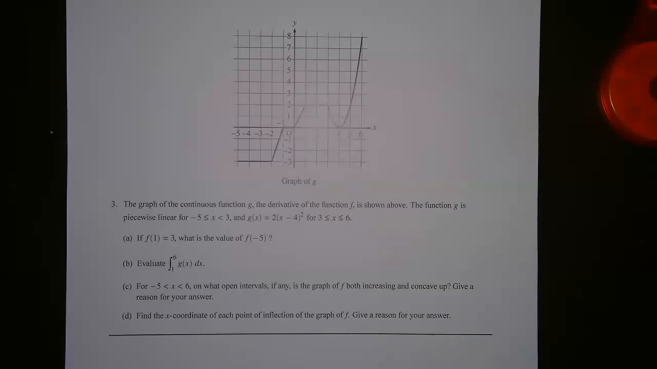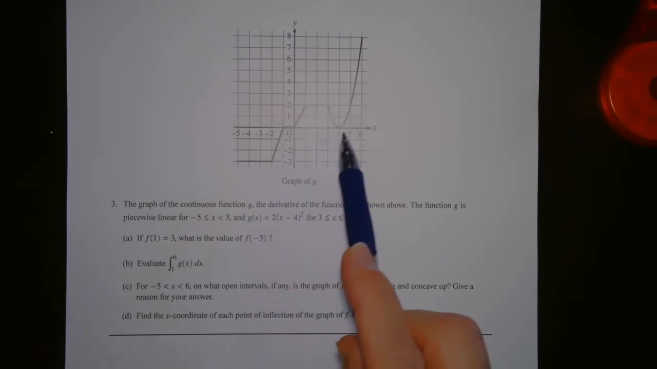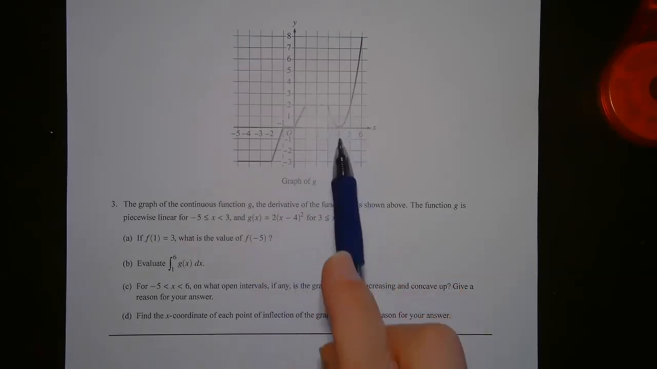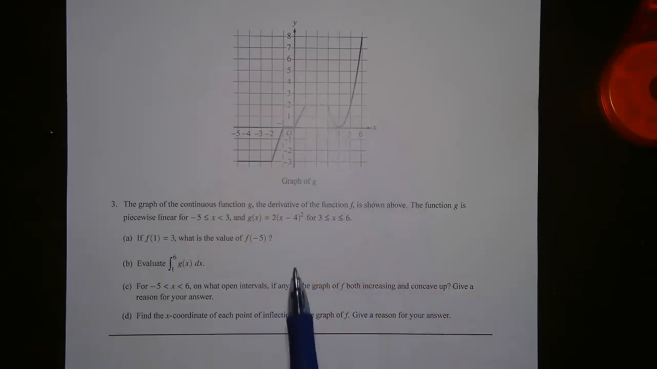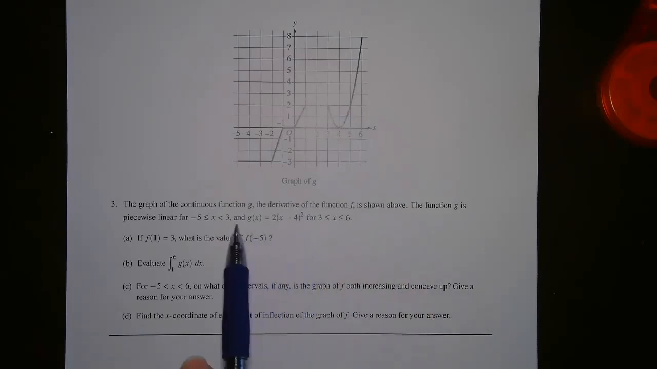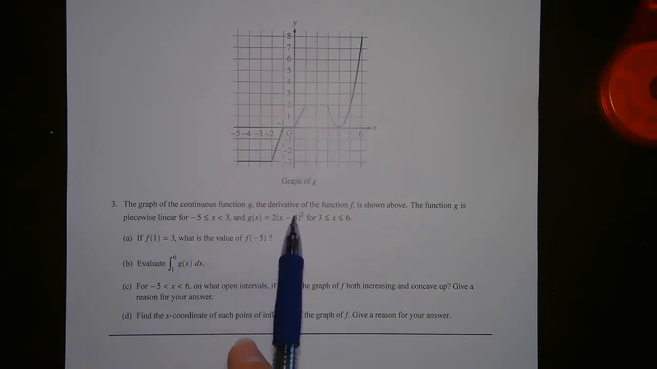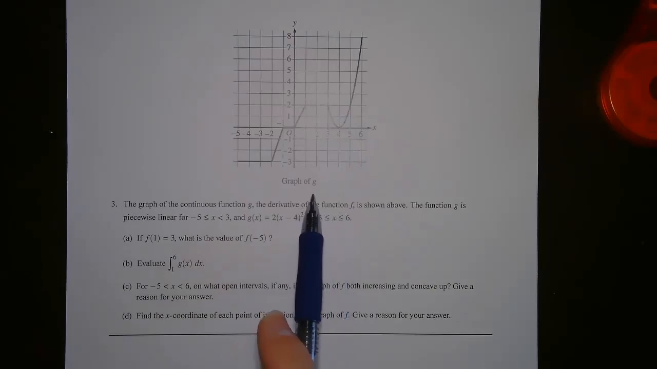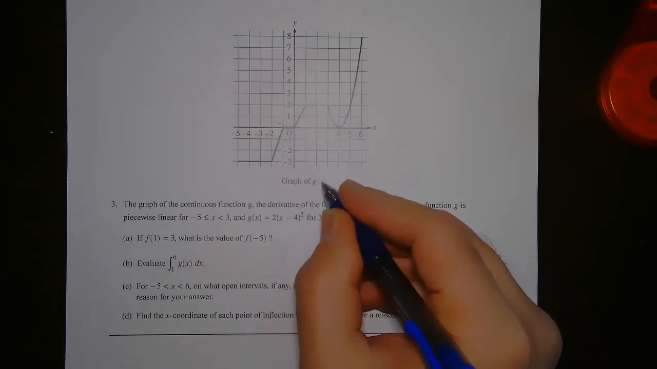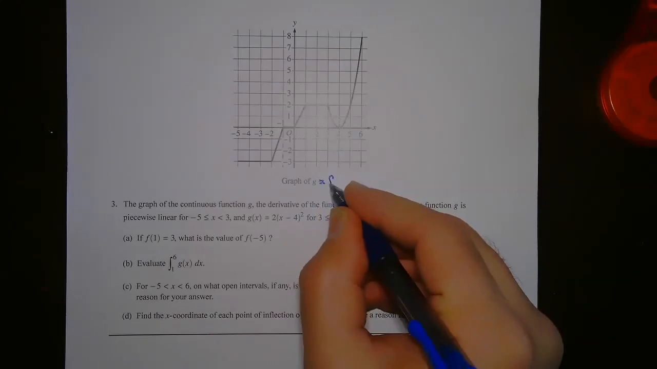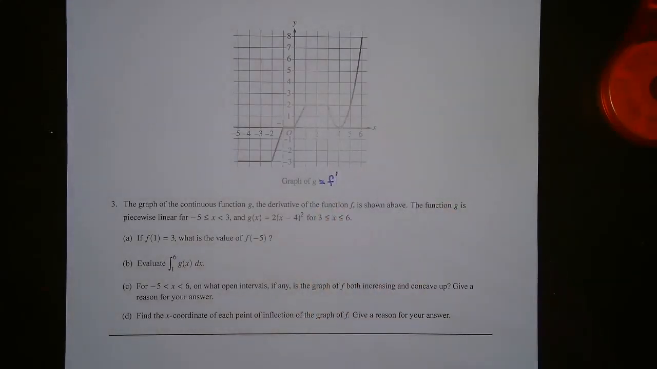So for the 2018 exam, free response question number 3, you're given the graph of G, and it's made up of a piecewise function from -5 to 3, and then a quadratic from 3 to 6, okay? And they tell you that this graph of the continuous function G is the derivative of the function f. So G is f prime. G is equal to f prime, okay?